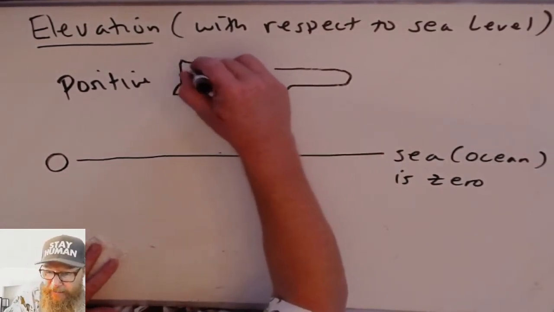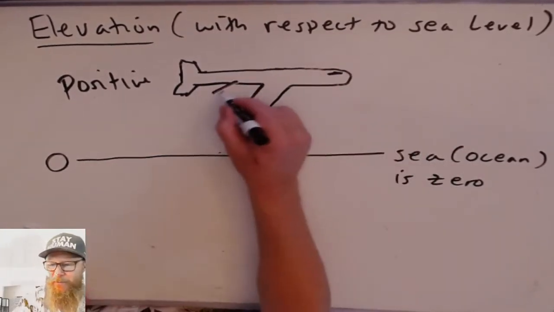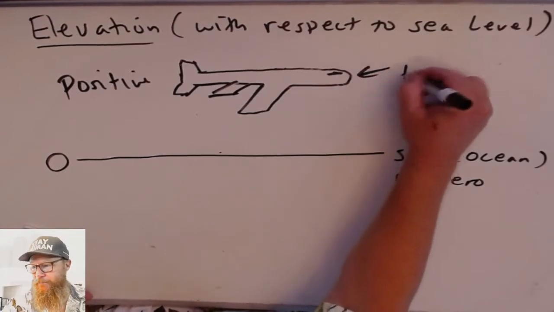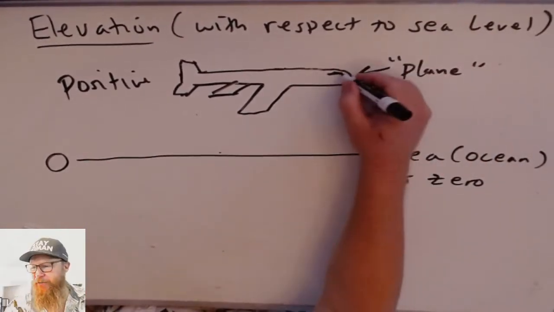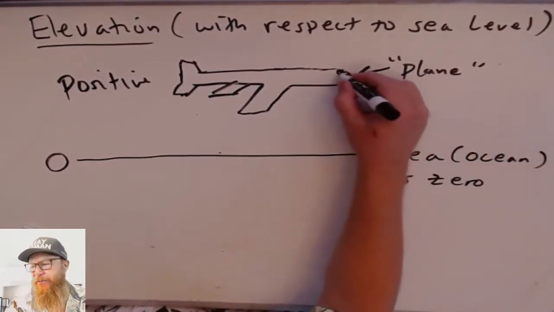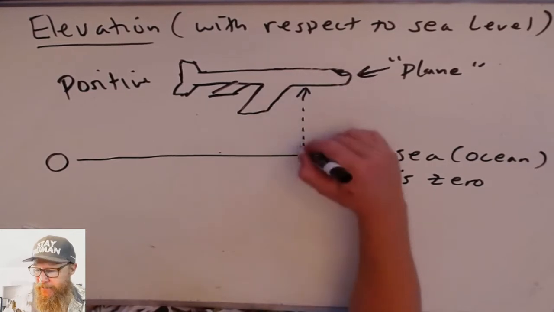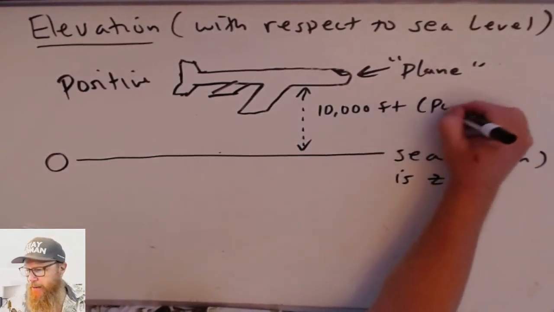Trying to draw a plane. That's supposed to be a plane. I don't know what a plane looks like. So the plane is flying, I don't know, 10,000 feet or something. That's positive.